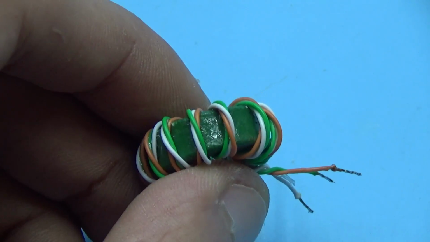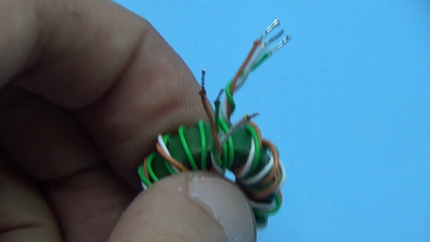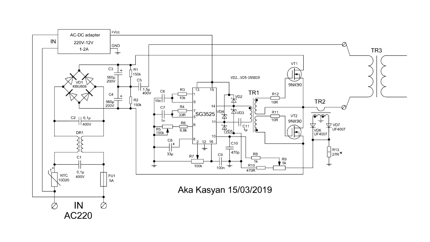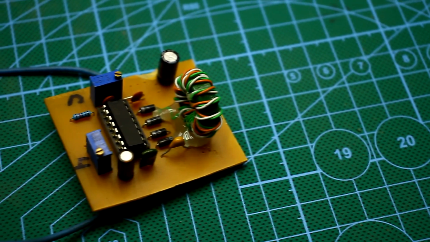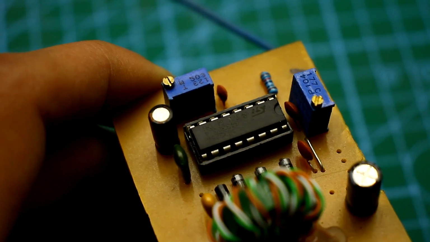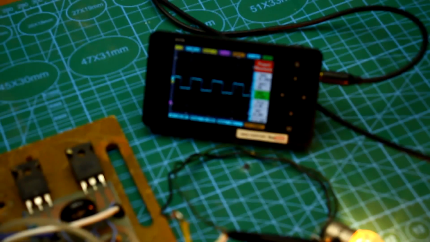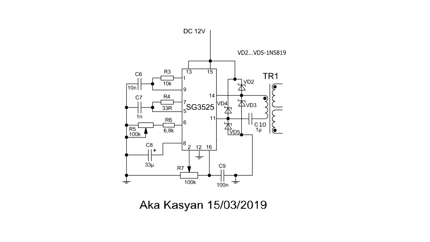It is important to connect the beginnings of all windings correctly. They are indicated by dots both on the circuit and on the board. If we confuse the beginning and the end of the windings, the circuit will not work. You can check the assembled board using an oscilloscope or by connecting small 12-volt low-power incandescent lamps to the output windings. The lamps will light up if everything is correct.